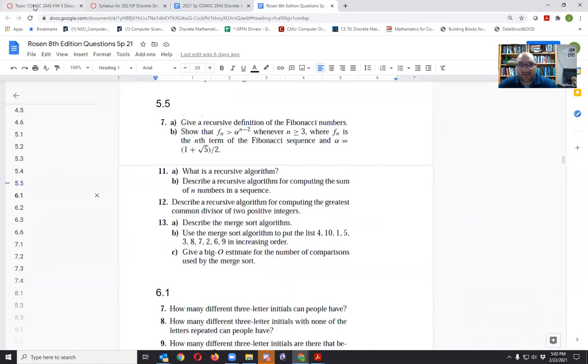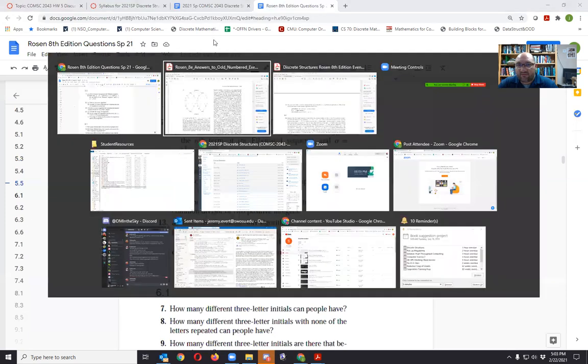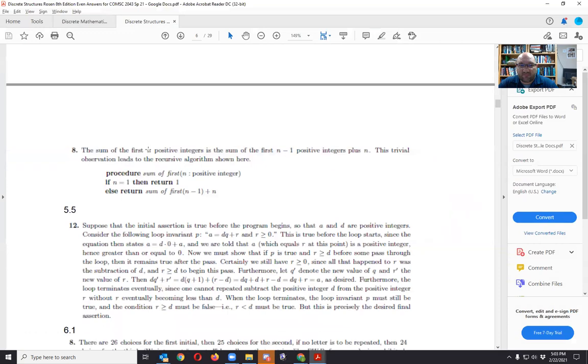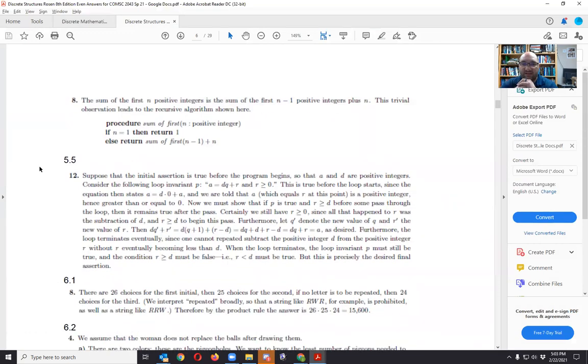And then the other question was question 12. Describe a recursive algorithm for computing greatest common divisor for two positive integers. Okay, for this one, we'll pop over here. It says, suppose the initial assertion is true.